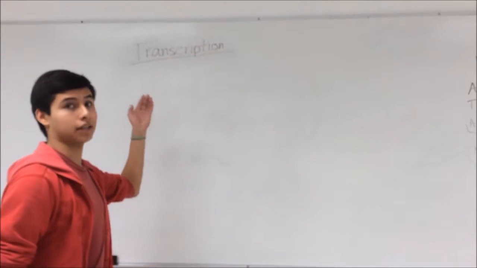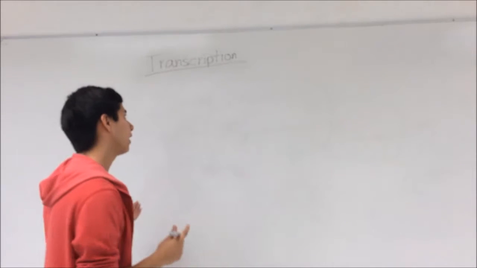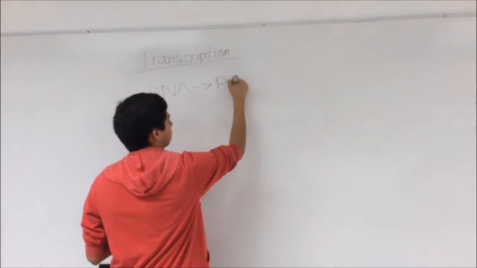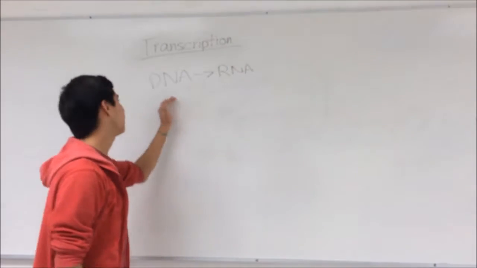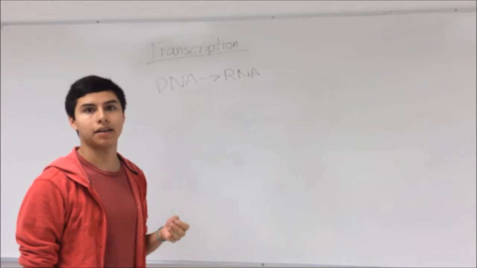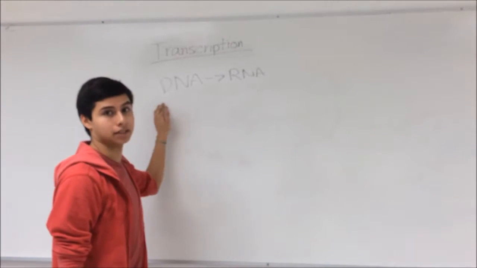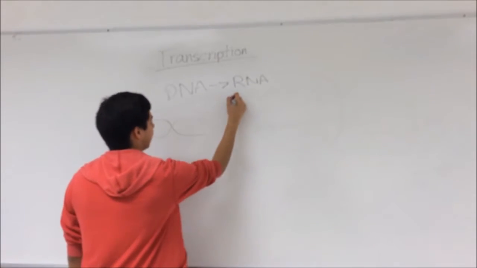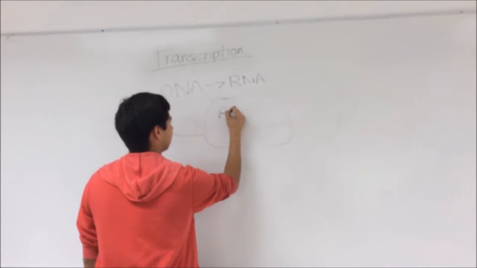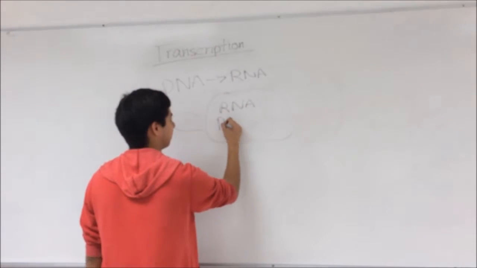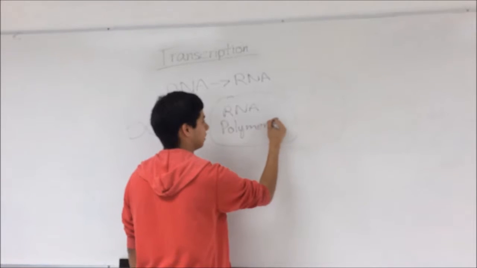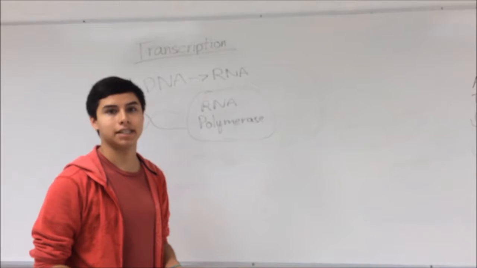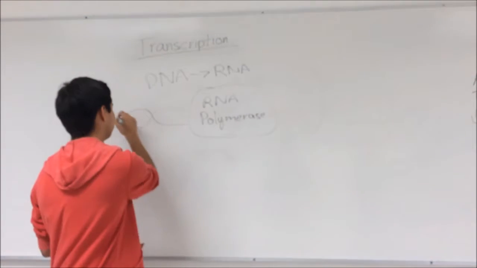Okay, so the next process is transcription. Transcription is rewriting DNA into RNA. The way this occurs is through an enzyme known as RNA polymerase. It happens in the nucleus. So what happens is that the double helix goes through the RNA polymerase, and after that it breaks up, transcribing it into a different complementary strand, which will be shown later on.